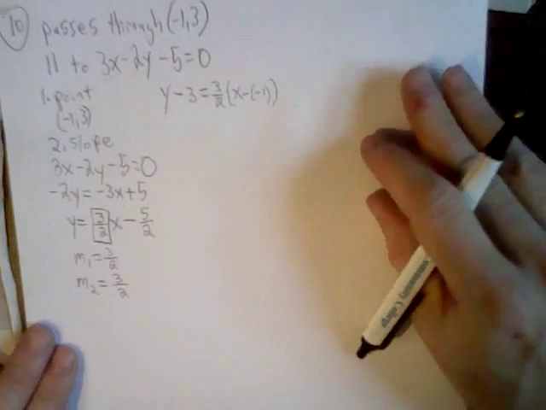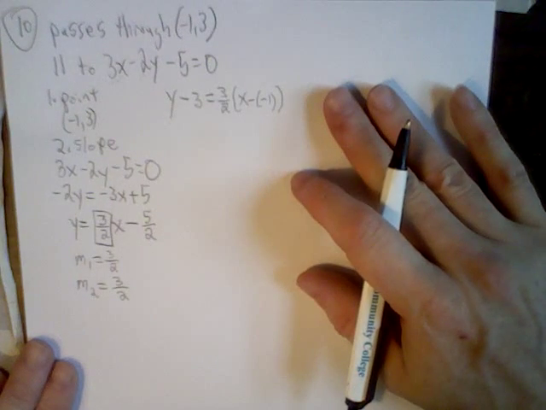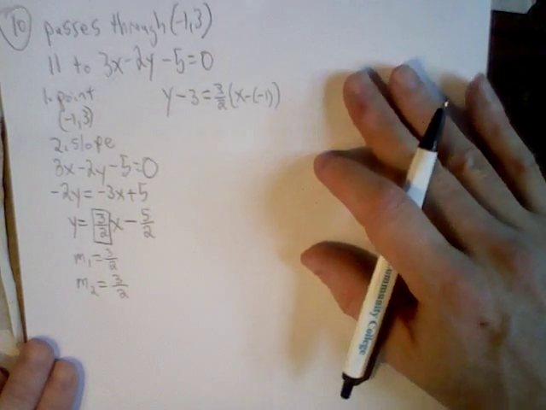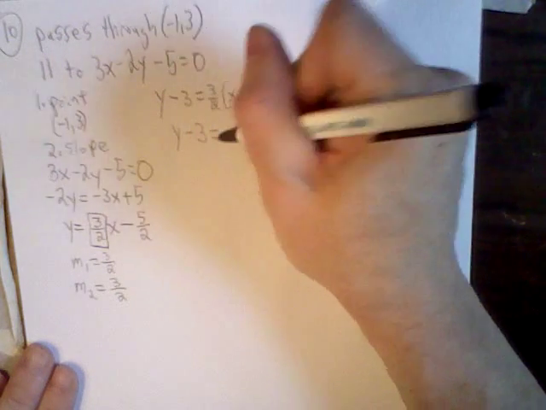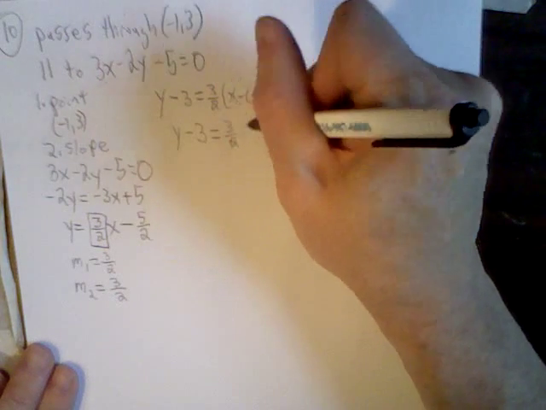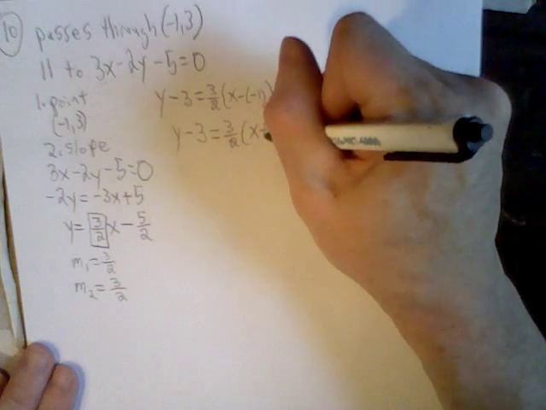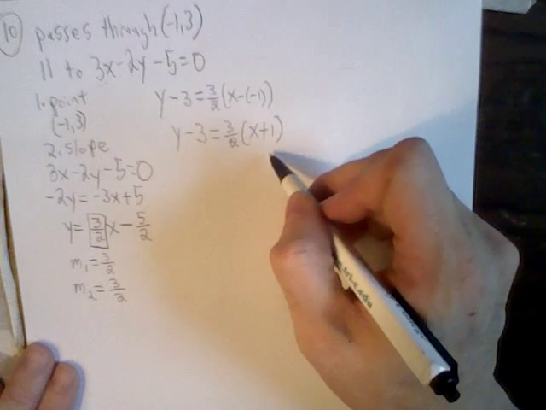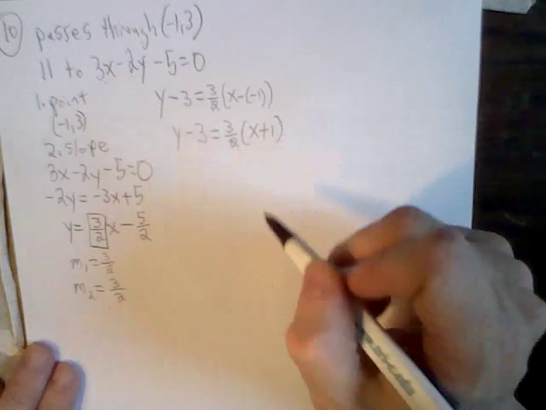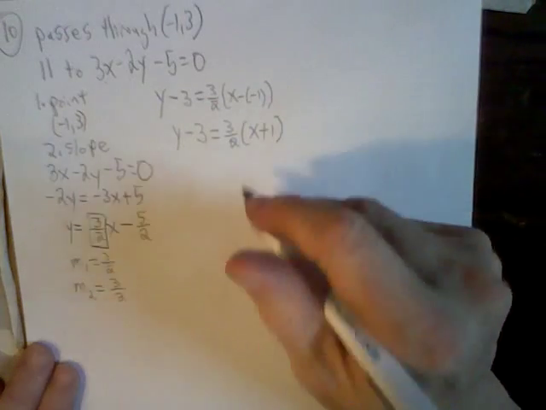Okay. The book this time actually wants you to put it into general form. So we're not going to solve for y this time. Anyways, y minus 3 equals 3 halves times x plus 1. To get it in general form, it'll probably be a good idea to get rid of these fractions, because that's what you're going to see in the book. They don't want the fractions.